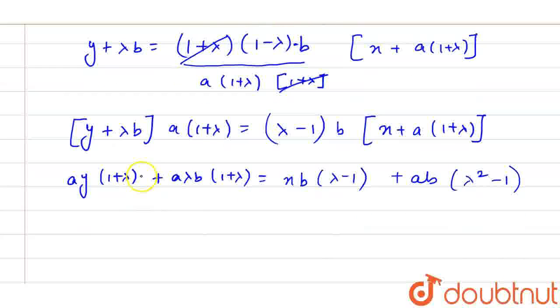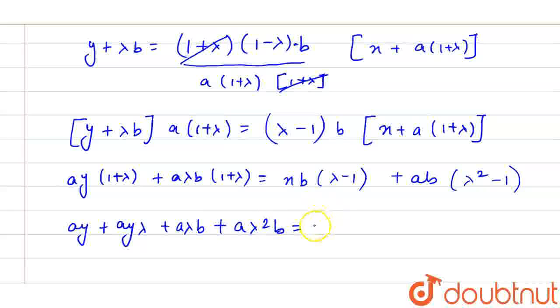Now if we open these brackets again we get ay plus ay lambda plus a lambda b, this value is a lambda b plus a lambda square b, and this value is equal to xb lambda minus xb plus ab lambda square minus ab.